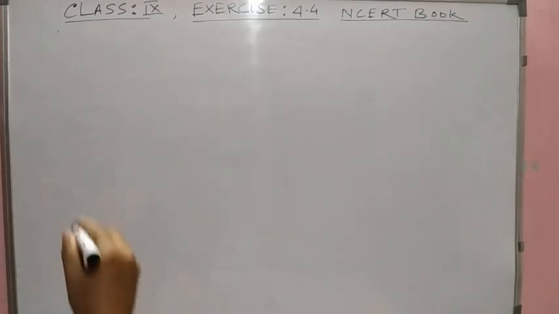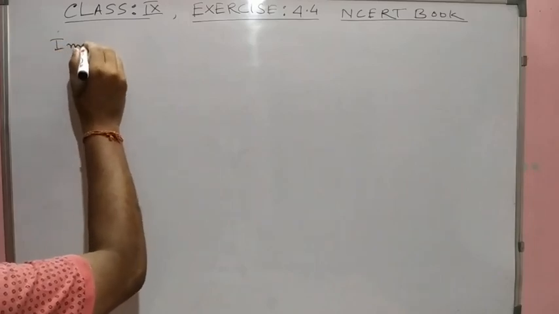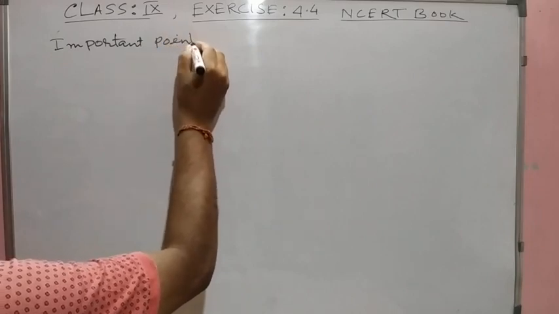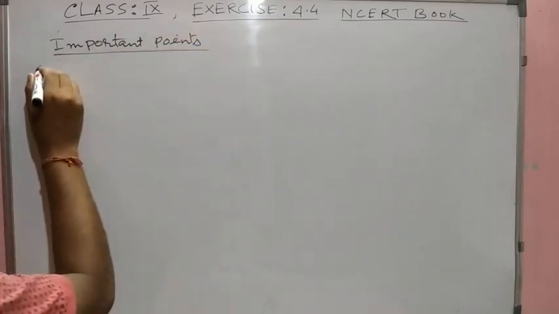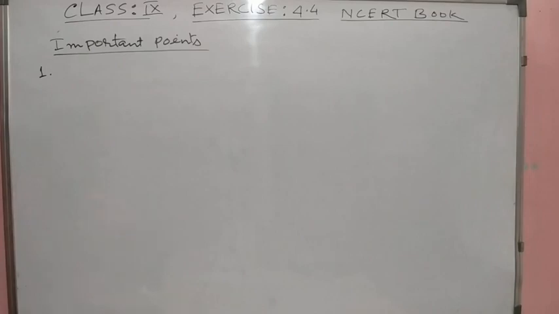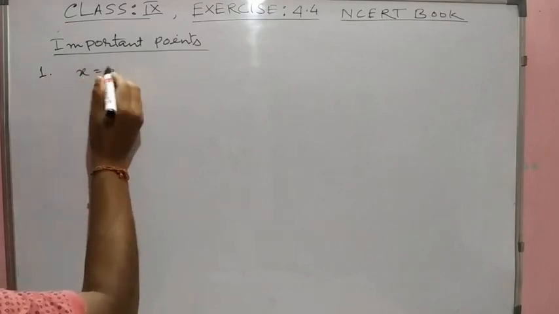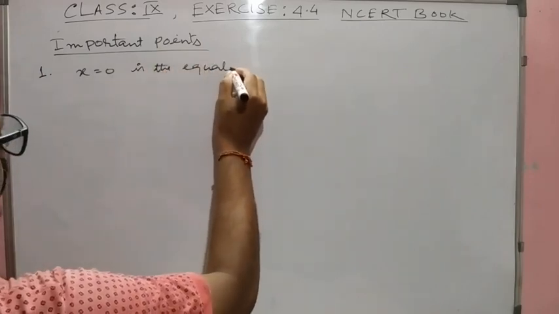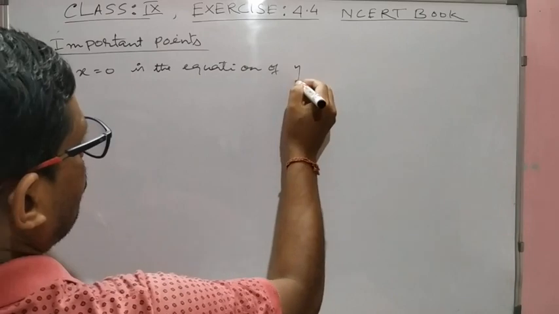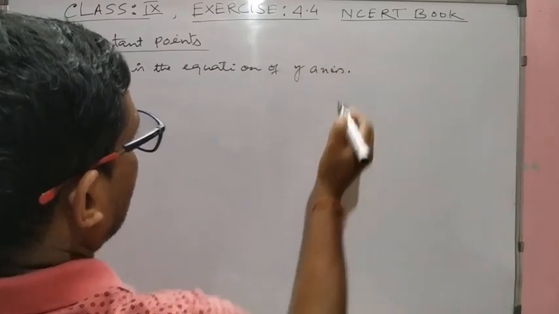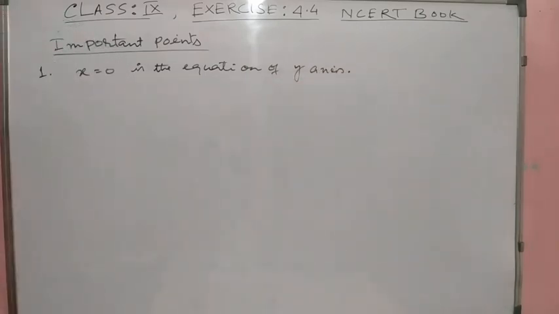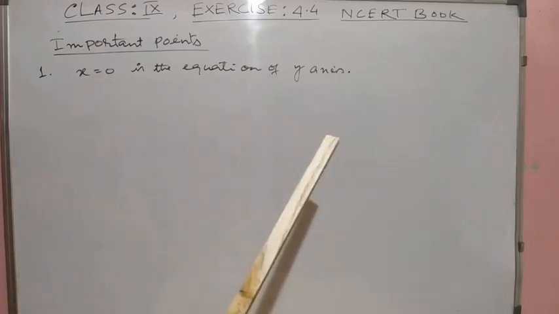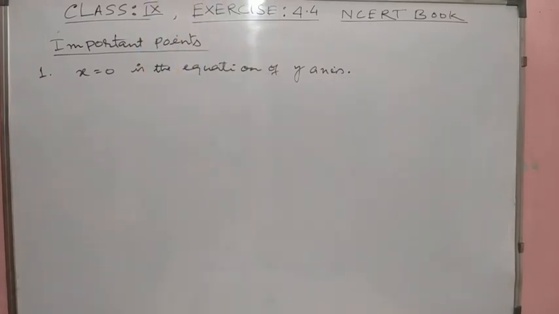Now some important points that we should remember. Number 1, x equal to 0 is the equation of the y-axis. That is, if we draw the graph of this equation, we get a straight line which will be along the y-axis. You can try it also.